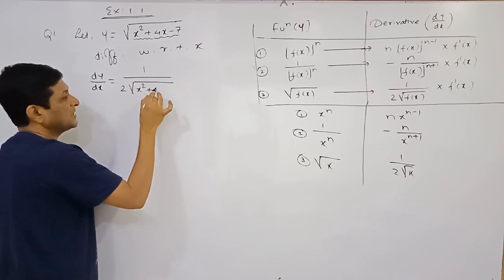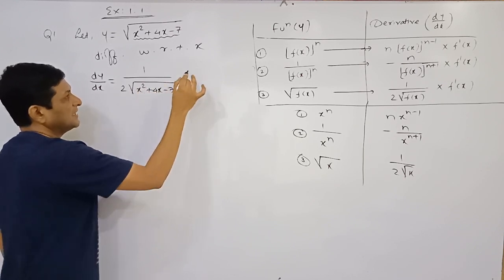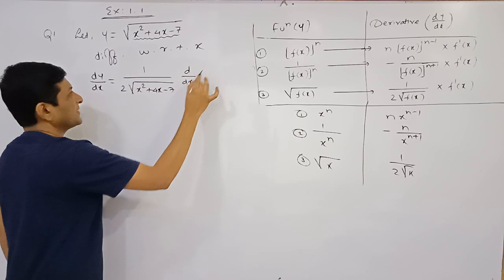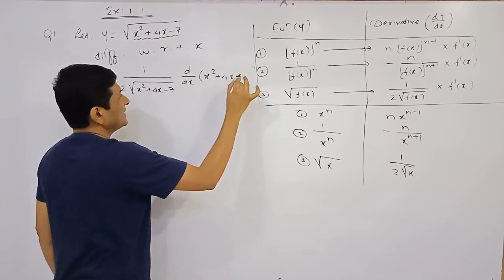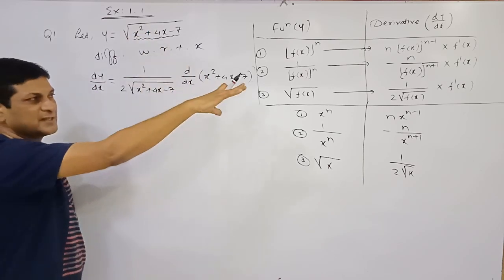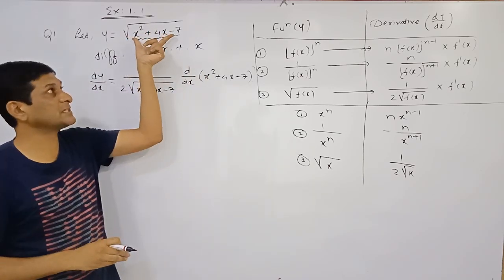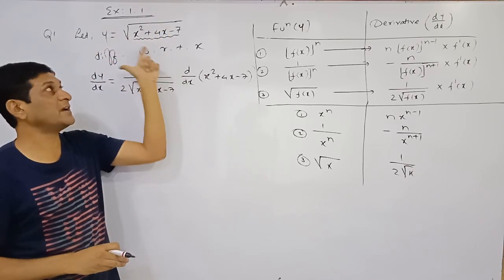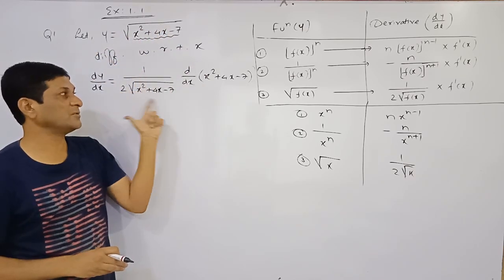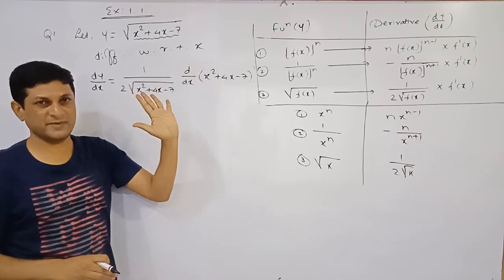x square plus 4x minus 7 into derivative of f of x. What is f of x here? x square plus 4x minus 7. Just now we have substituted the value in this formula. This whole term is considered as what? f of x. The function is in the form of under root f of x. So its derivative is 1 upon 2 root f of x into derivative of f of x.